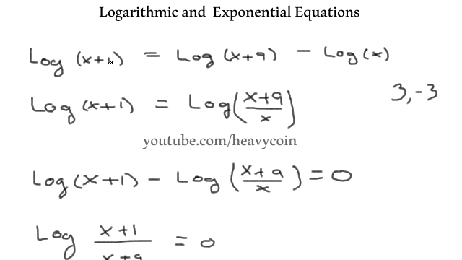Negative 3. Negative 3 plus 1 is negative 2. That's not greater than 0, so that's not going to work. And if it doesn't work in one of them, then it doesn't matter about the other two, right? So that's not a solution. So 3 is the solution to this equation, and of course you can always plug it in and check it out. Plug 3 in, take the log of 3, and so forth. Alright.